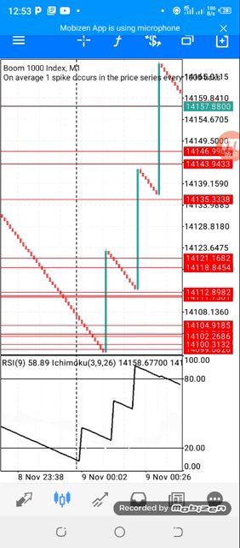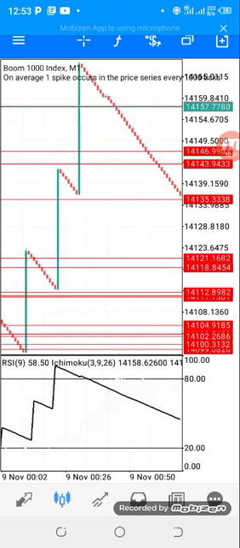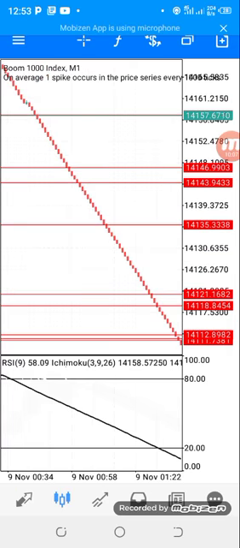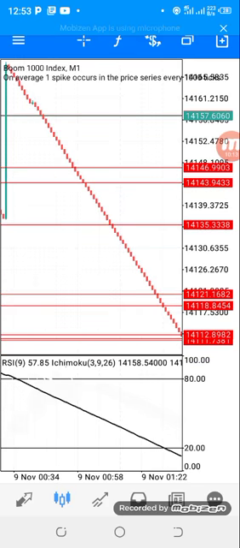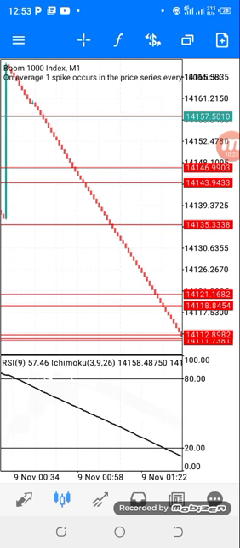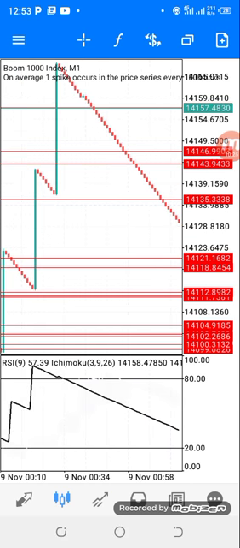So the next thing, once you have been able to draw your support line when you are trading Boom 1000, is to look for when the Ichimoku line will move below the 20 level. Anytime you see the Ichimoku line moving below the 20 level, that is when you will prepare to execute your trade, but you are not going to execute your trade immediately.